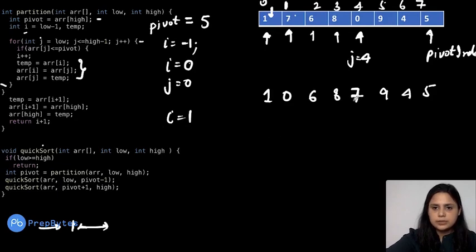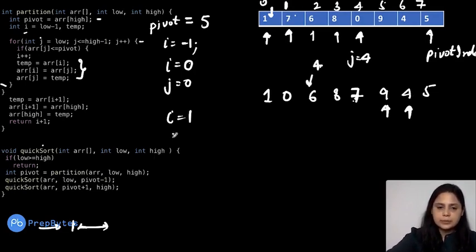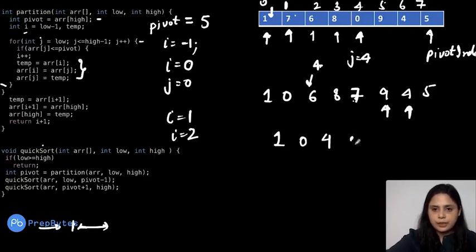Now I come to 7. Now my j gets to 9. Again, 9 is not smaller than pivot. I go to 4. Now 4 is smaller than pivot, so 4 should come here, right? So I'll increment my i to 2 and I'll swap these two values. Now it becomes 1, 0, 4, 8, 7, 9, 6, 5.